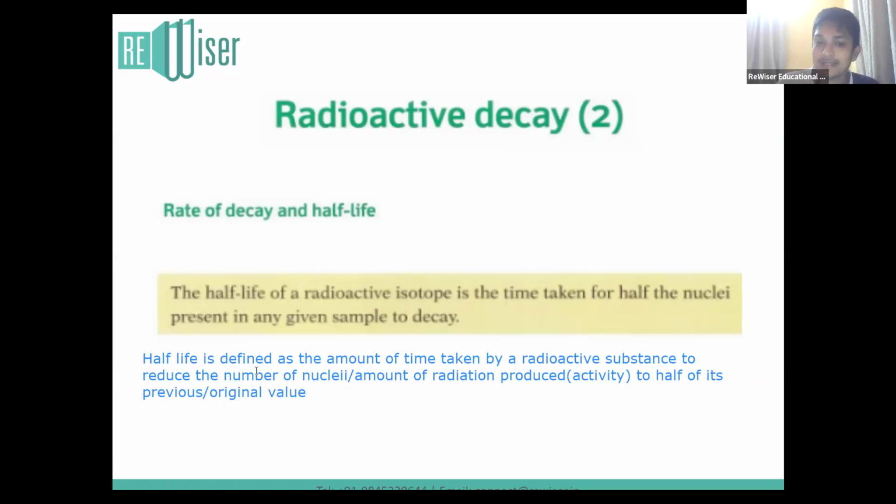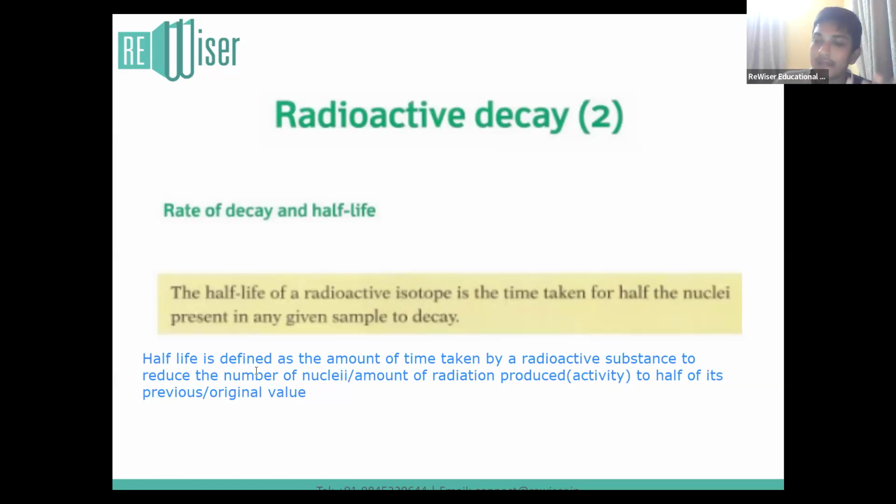Please don't say it is the time required for the nucleus to decay by half. No. A nucleus cannot decay half or 20% or 30%. A nucleus is either decayed or not decayed. That's it. It's a binary state.